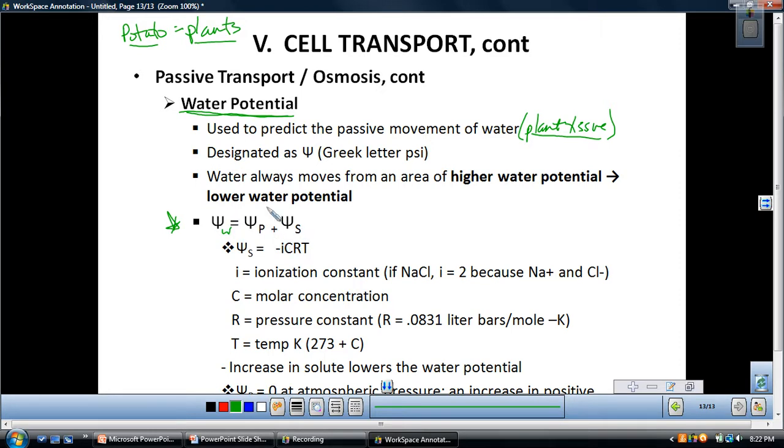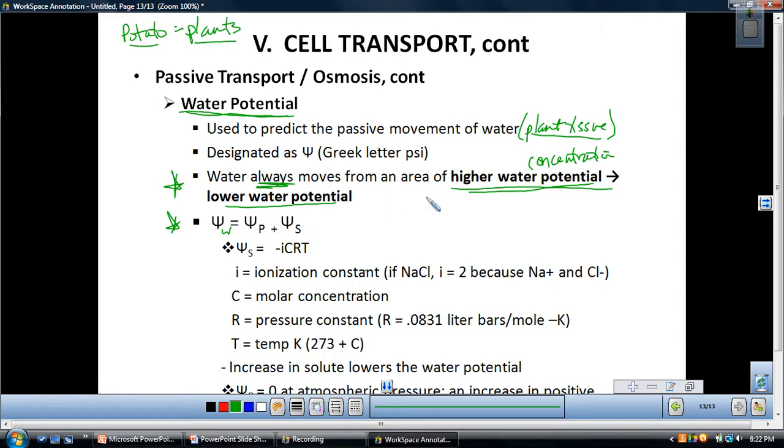And once you use the formula, you also take into account this little bullet, which is that water always moves from an area of high water potential. Now I said concentration, okay, that's high concentration, but what we say is if it's a higher concentration of water, there's a higher potential of that water to move. And so water always moves from an area of high water potential to an area of low water potential, or I like to say area of high water concentration to an area of low water concentration.